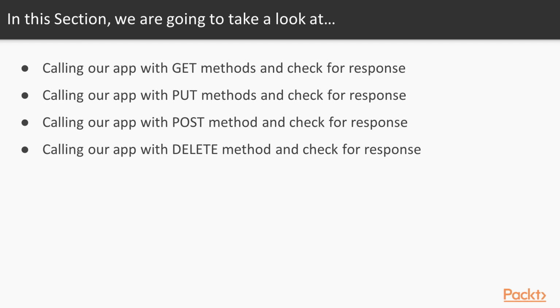We're going to call our app with get methods, and we're going to call our app with put methods, and then we're going to move on to post methods, and then we're going to go on to delete methods. So if we have some background to REST APIs, you would instantly recognize these are the 4 primary methods which people call REST APIs and make modifications to data or read data.